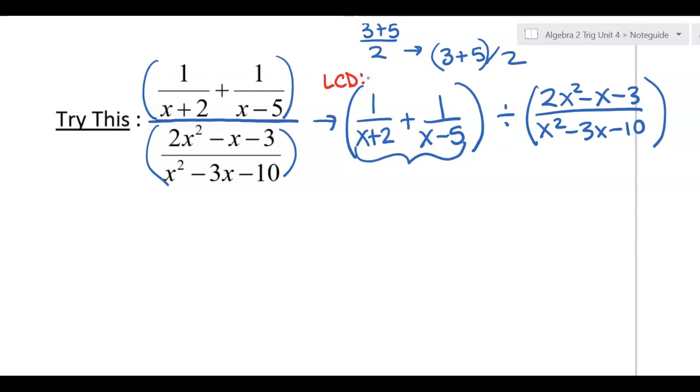Look at the first fraction. Brandon knows. I know he knows. He's told us a lot. Okay, look at the first fraction. Look at the second fraction. Take a second in your group and decide what the LCD should be for that fraction.